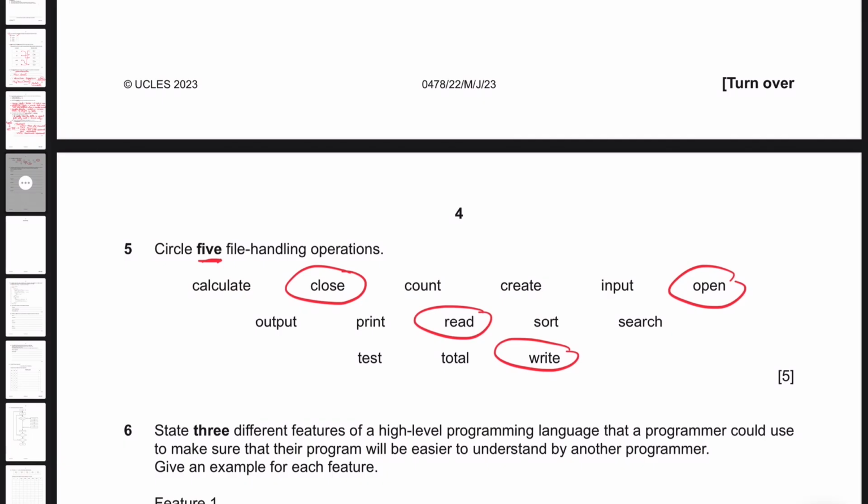These sort and search, total, are all based on the data. All we need to do is handle the file itself, not the data within the file. So we're going to create a file. Okay, that would be our 5th one: close, read, write, open, and then finally create. Okay, but it is quite an obscure question. It's a very short question for it to be asked, but that's basically it.